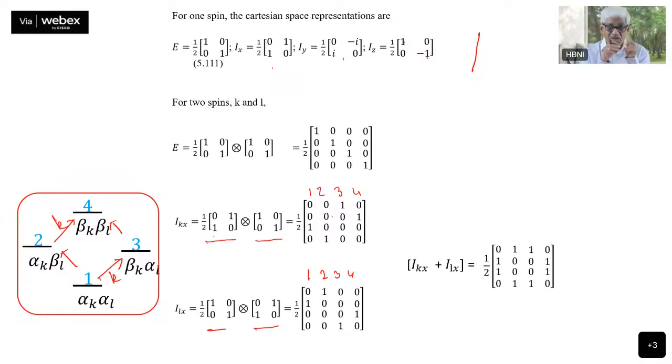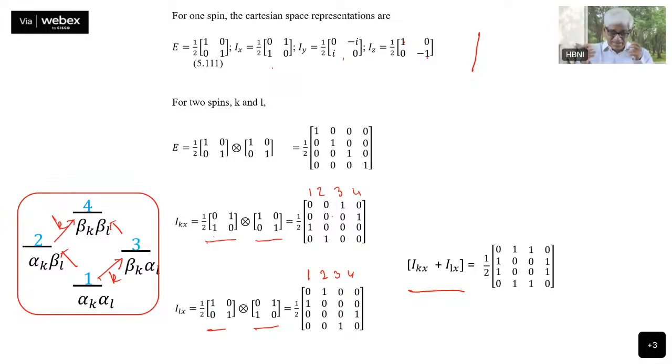Now I take the sum of these, and I get the total X magnetization. The ILX, we are talking about the X magnetization. Therefore, single quantum coherences 1, 2, 3, 4 and 1, 3, 2, 4, these are what we have. These represent the X magnetization of the K and the L spins. If I take the sum of this, I get the total IX. What is the total IX? You see this representation here: 0, 1, 1, 0, 1, 0, 0, 1, 1, 0, 0, 1, 0, 1, 1, 0. This is my entire IX operator representation as a 4 by 4 matrix.